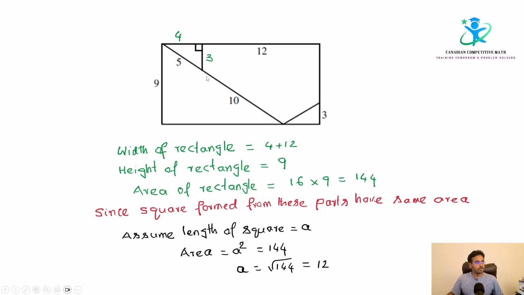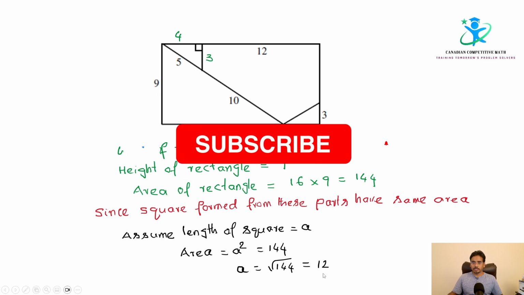Right. So as per the question, we are taking this rectangle and using that we are forming a square. Since the square is formed from these parts, it has the same area as the rectangle. So if we assume the side of the square as a, a square equals 144. So a is square root of 144 equal to 12. So the side length of the square that can be formed from rearranging this rectangle is 12 units.